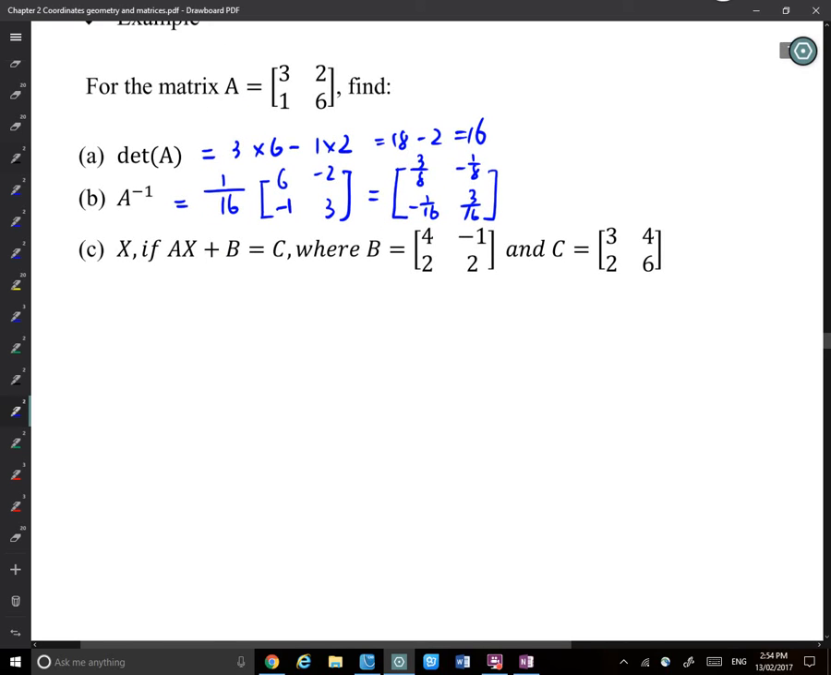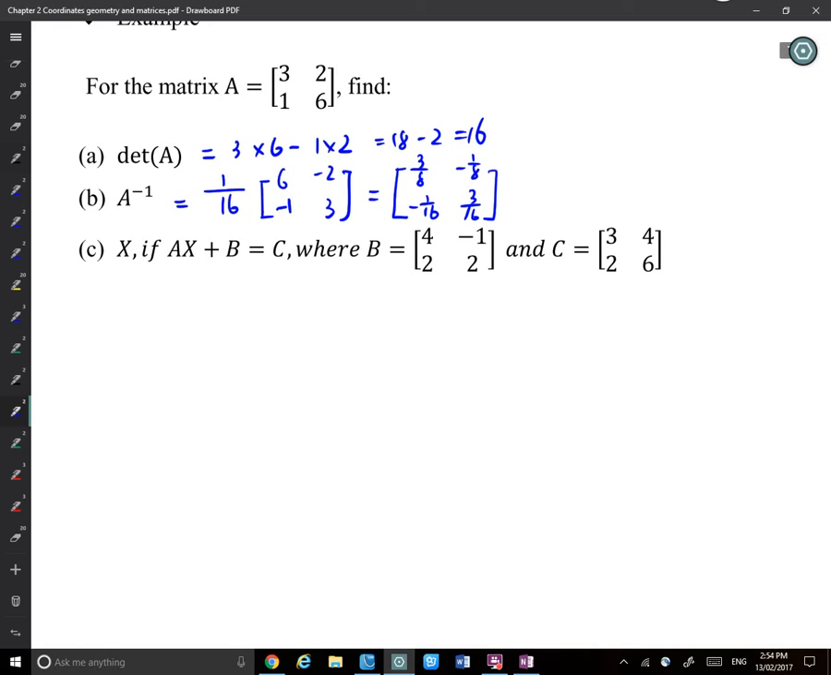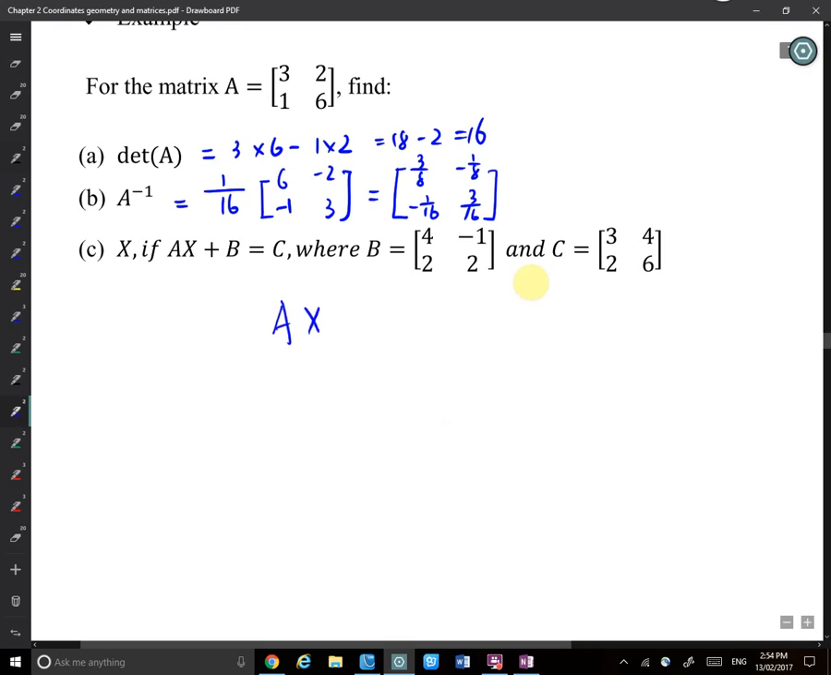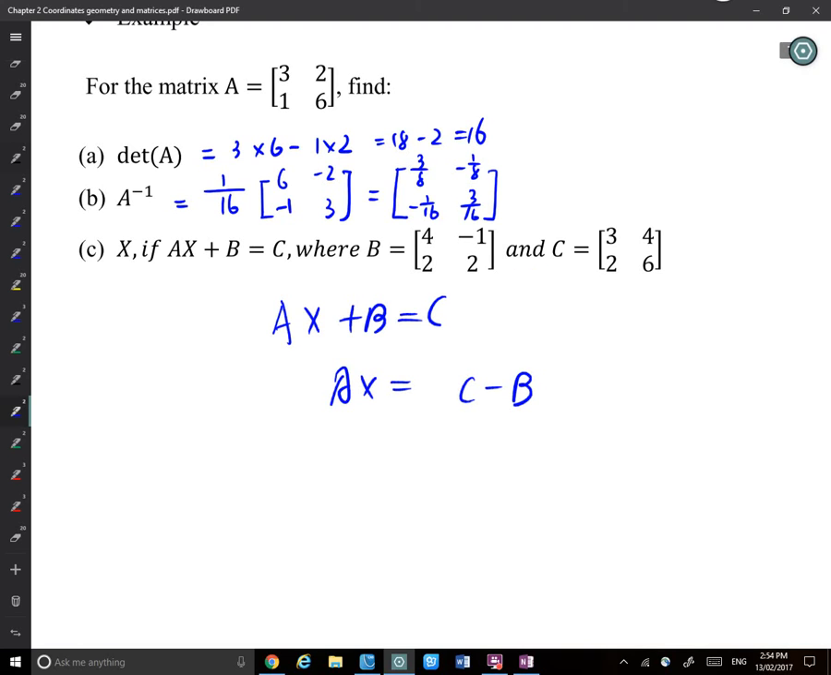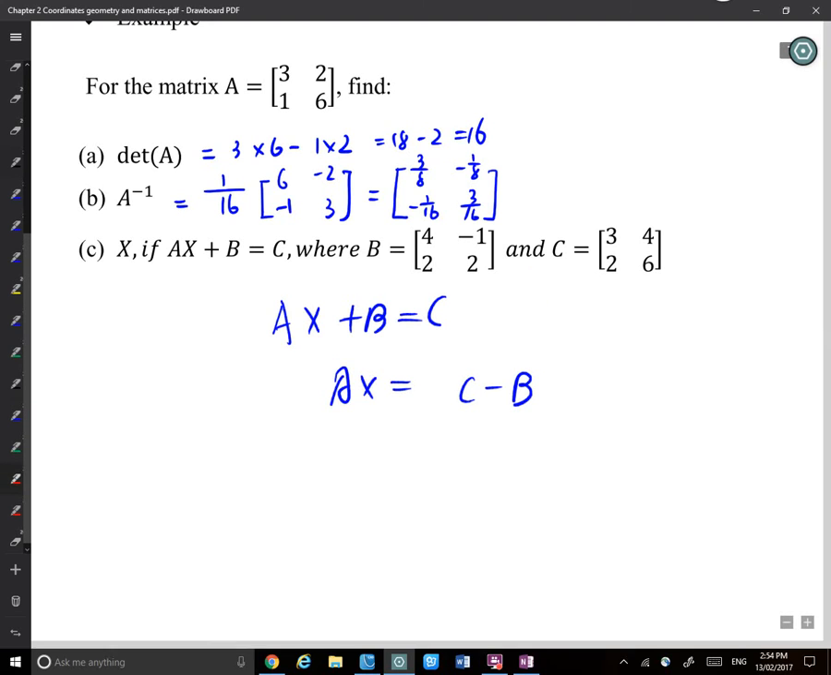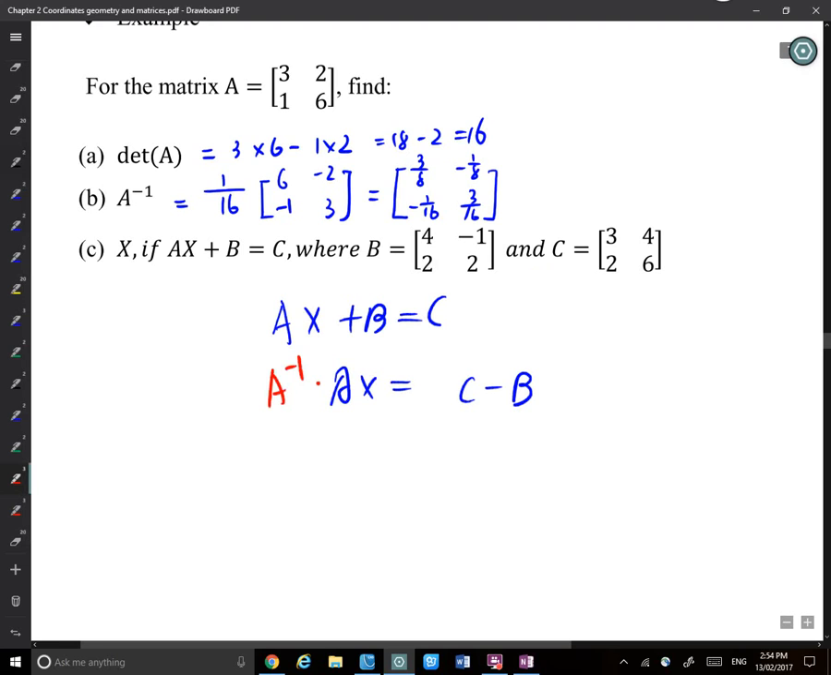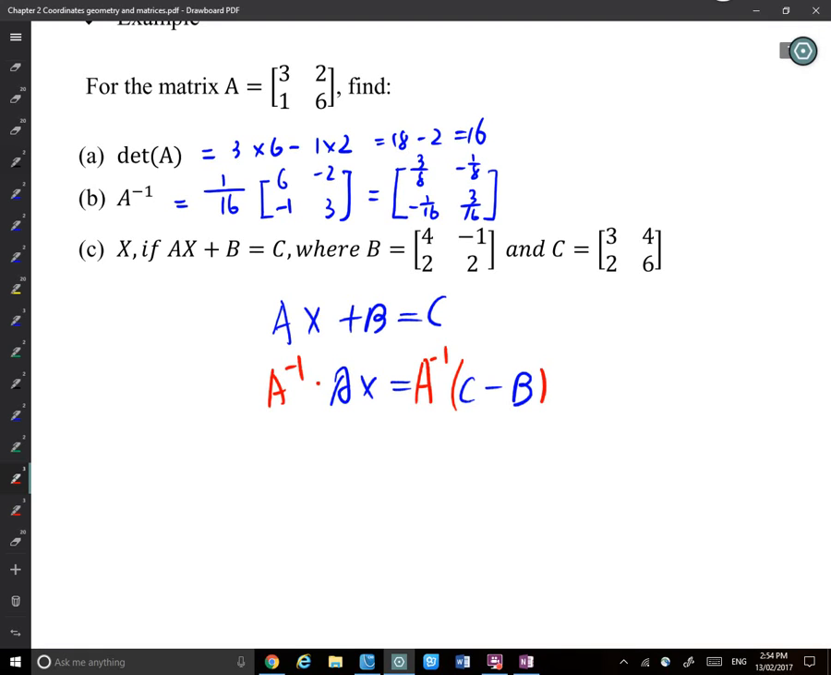Okay, for the next one, AX plus B equals C, where B is that, C is that, and A is given in the front. So I want to solve for X. You know AX must equal C minus B. But we cannot divide by a matrix. So what we will do is multiply by an inverse matrix to make that become an identity matrix. Identity matrix times any matrix will be that matrix.